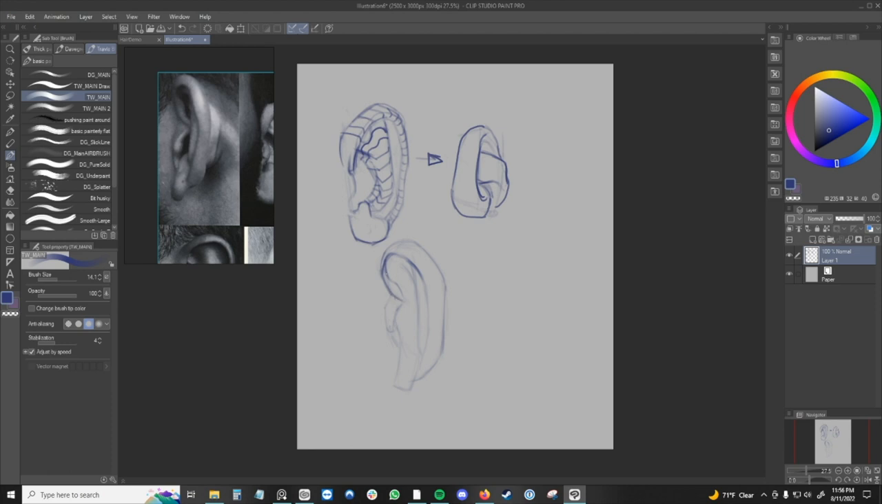So again, from this angle, we can really see how this actually does not fold over like that, how it very clearly comes down and folds back in underneath itself. And then we have that anti-helix passing in front of the rest of the helix as it comes down. Okay, we've got the rest of the helix coming down into this section.